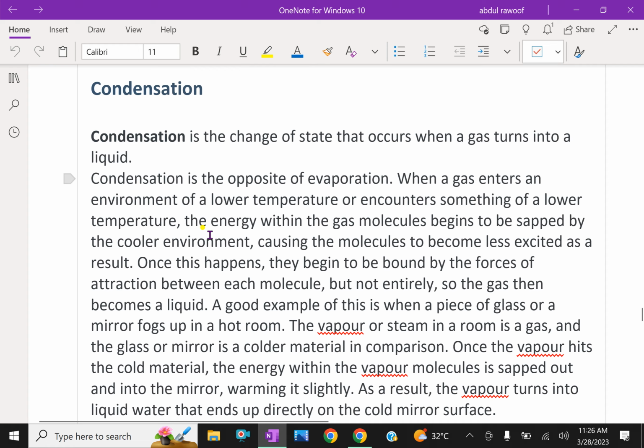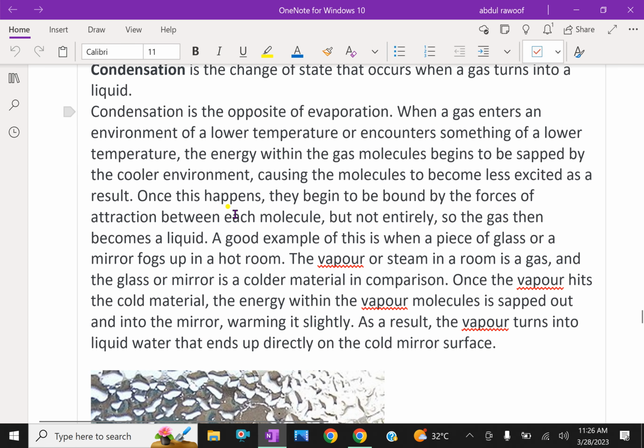When a gas enters an environment of a lower temperature or encounters something of a lower temperature, the energy within the gas molecules begins to be sapped by the cooler environment, that is, absorbed. Energy is absorbed from the gas, causing the molecules to become less excited as a result. Once this happens, they begin to be bound by the forces of attraction between each molecule, but not entirely. So the gas then becomes a liquid.